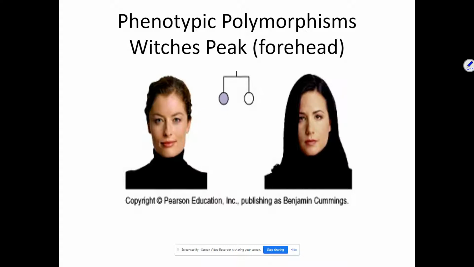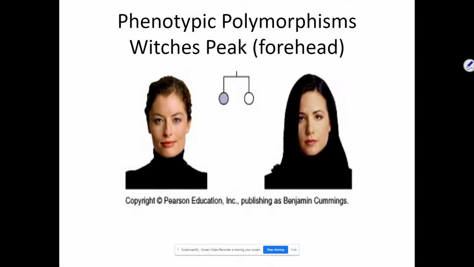Sometimes these are called discrete characters, or another way of thinking about them is either-or characters, meaning you either have it or you don't. You either have 100% or you have 0%. There's no in between. When we talk about the next thing, that will make a little more sense. Phenotypic, of course, means your physical trait. Polymorphism means versions of that physical trait.